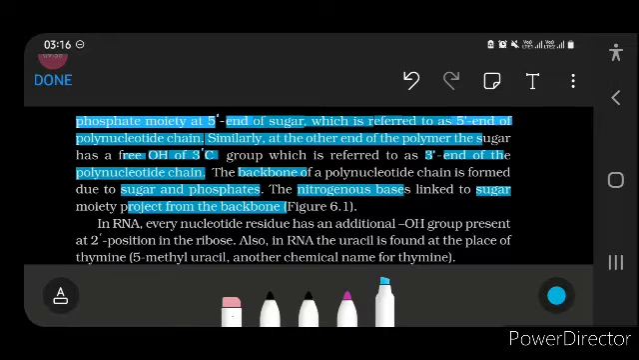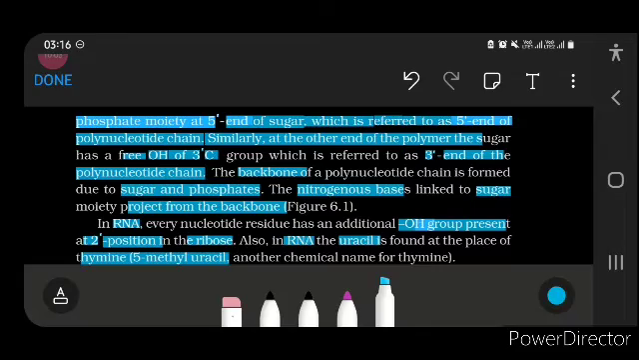In RNA, every nucleotide residue has an additional OH group at the second carbon, at the second position of the ribose. Also in RNA, uracil is formed in the place of thymine, and thymine is also called 5-methyluracil, another chemical name for thymine. Okay.